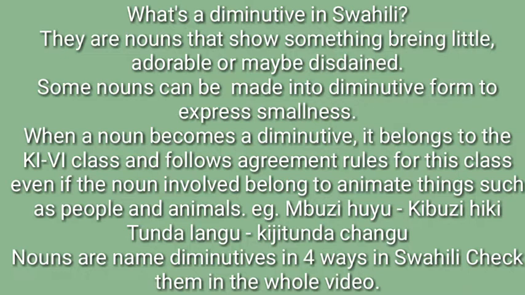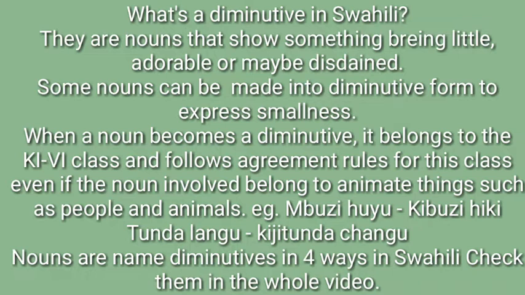It's just like in English. They are nouns that show something being little, adorable, or maybe disdained. Some nouns can be made into diminutive form to express smallness. And when a noun becomes a diminutive, it belongs to the ki-vi noun class and follows the agreement rules for this class, even if the noun involved belongs to animate things such as people. Example, mbuzi, kibuzi. Mbuzi is an animate noun, which is a goat, but when it comes to the diminutive, it becomes kibuzi.